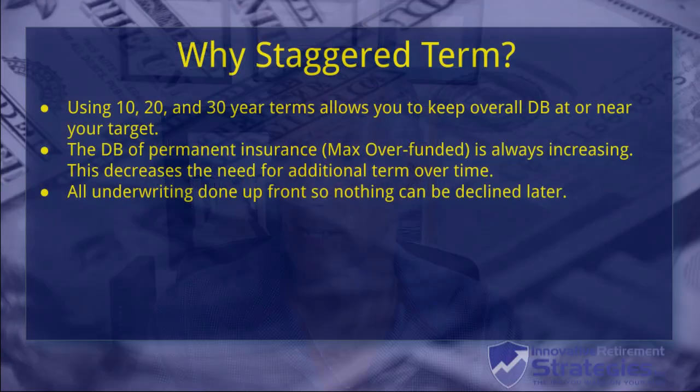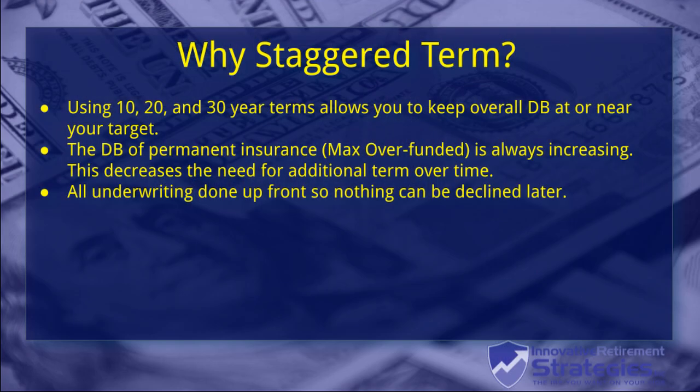All right, so why staggered term? Using 10, 20, and 30-year terms allows you to keep the overall death benefit at or near your target. Later in the video, I'll show you an example graphically that illustrates just how the death benefit increases over time and how the term is used to fill in the gaps of what's necessary during the time that you need it or want it.